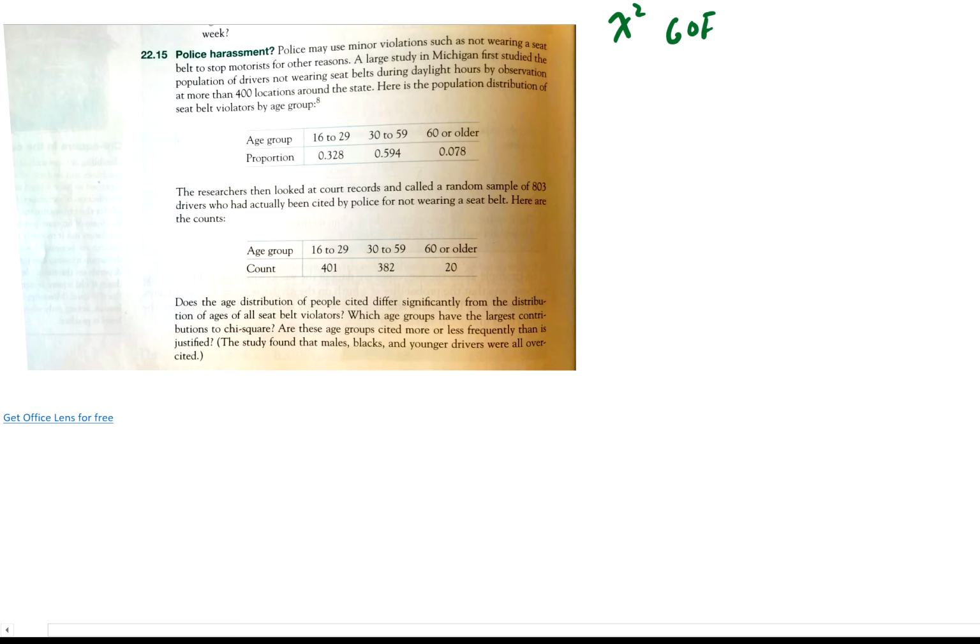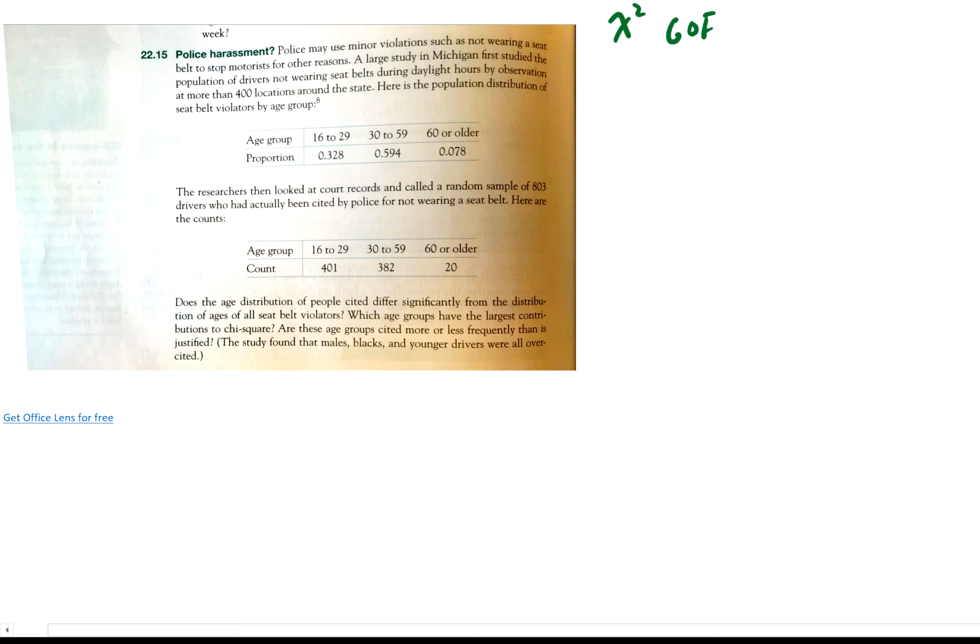Here we go, 2215. This is chi-square test. So, goodness of fit. Chi-square goodness of fit. Okay, now this is where we're always comparing some sort of distribution to a known published distribution or population distribution or something like that. So you have to think that way so that when you're reading the problem, you know where you're going with this.